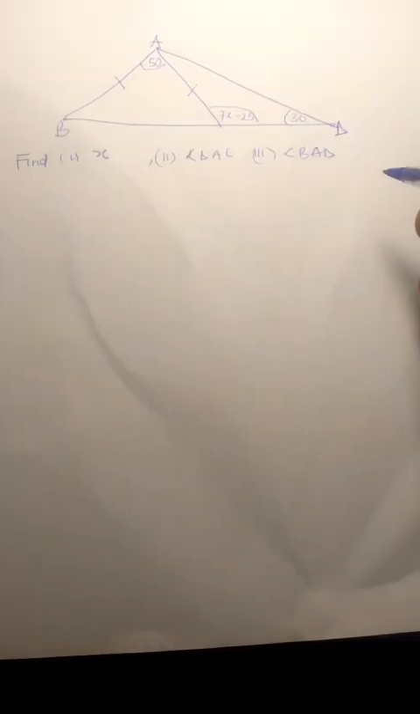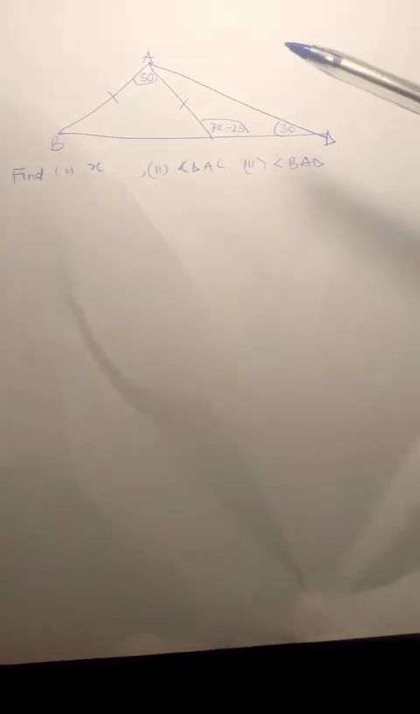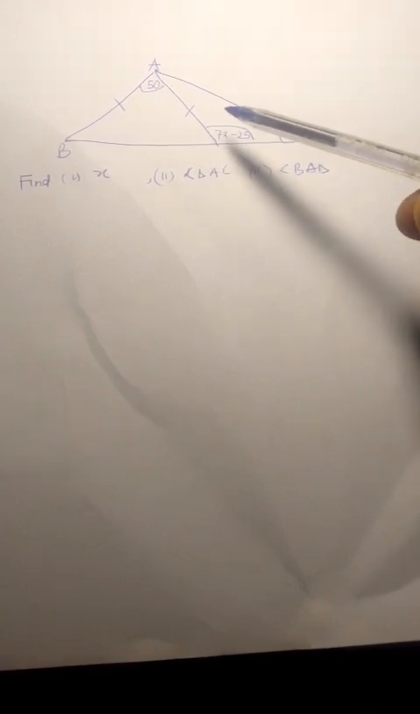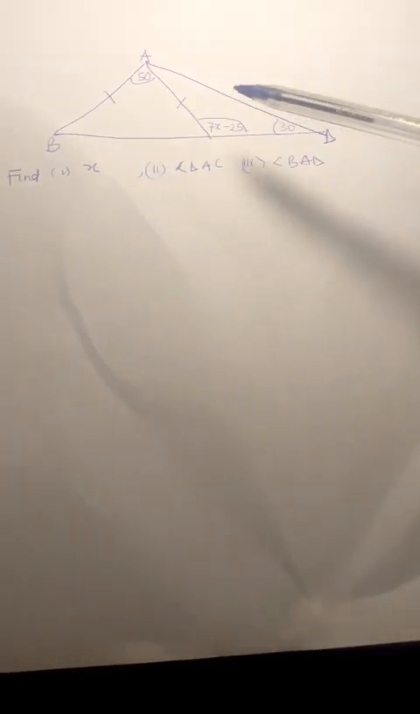Let's look at this question. You see, the first thing that you have to look at is you have to always observe the diagram. Most of the questions when it comes to geometry, you need to look at the diagram. There are clues in the question which are going to guide you to answer the question that they are asking.